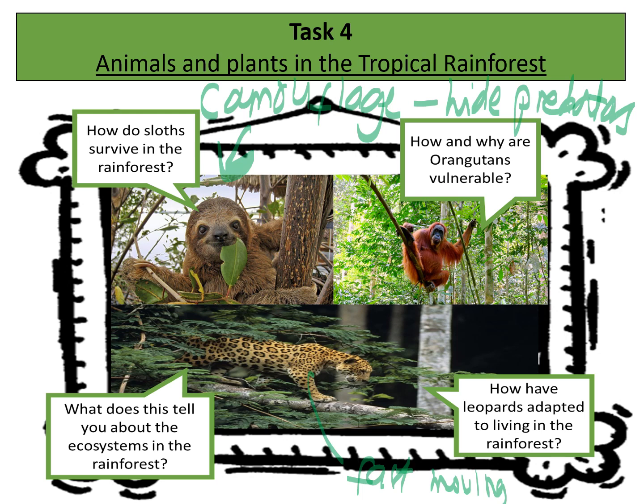So here are some ways that animals have adapted to try and survive in the tropical rainforest. You might want to do some research about orangutans and why they are vulnerable. Or you could think back to when we did resources, the first topic of Year 8, and think about what we are doing to the rainforests, which is making orangutans vulnerable.